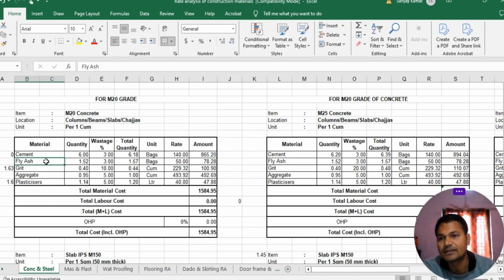So now coming to fly ash. Fly ash is like cement but not cement. Okay, so this quantity we have taken, how much is the quantity?